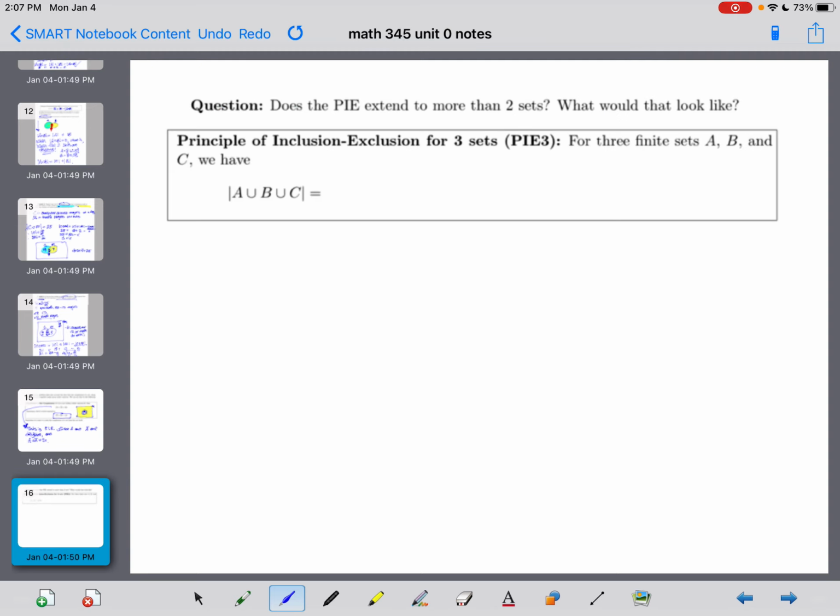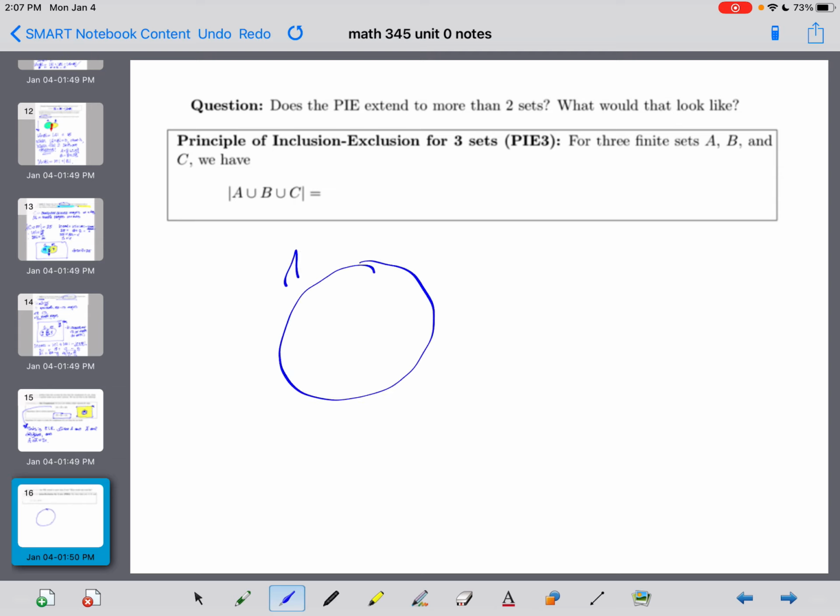Now, one last example before we wrap up the section. Does the principle of inclusion and exclusion extend to more than two sets? If we wanted to find the union of three different sets, can we extend the principle? And we can. We can extend it even further than that if we wanted to, but it gets very messy, as you will see.